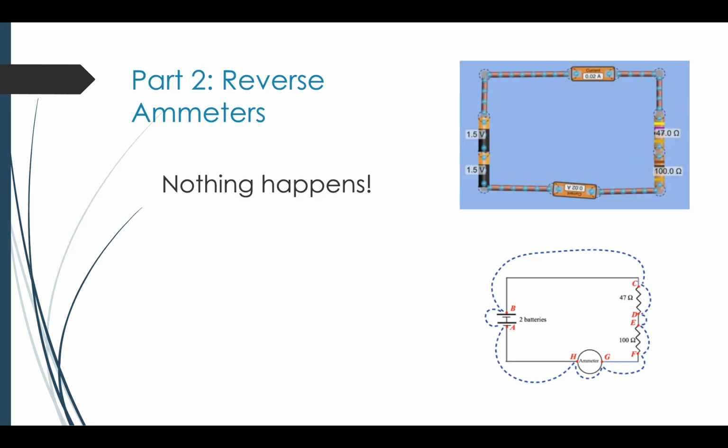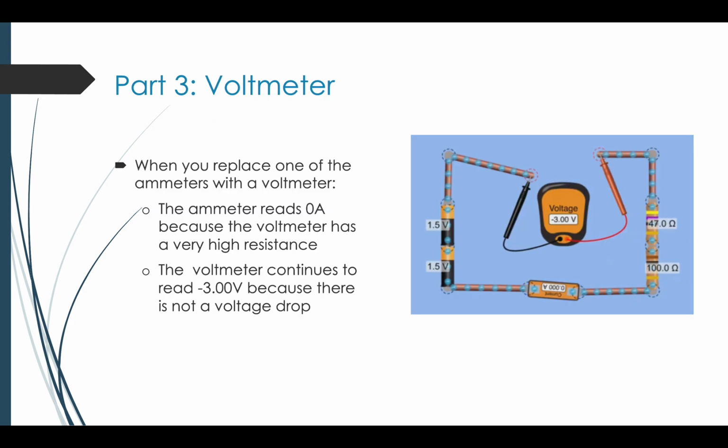Okay, so for part 2, we reverse the ammeters, and we see that nothing happens. The current stays the same. For part 3, we replace one of the ammeters with a voltmeter, and the ammeter reads 0 amps because the voltmeter has a very high resistance, so it will make it negligible. And then we see that the voltmeter continues to read -3 volts because there is not a voltage drop.